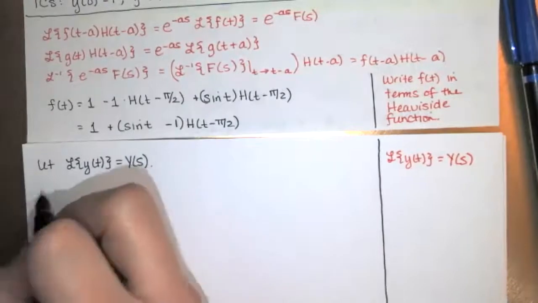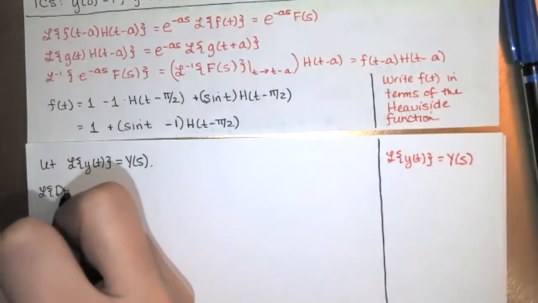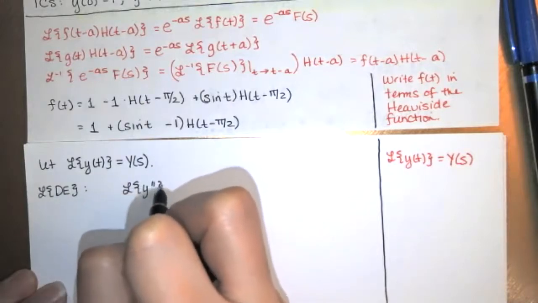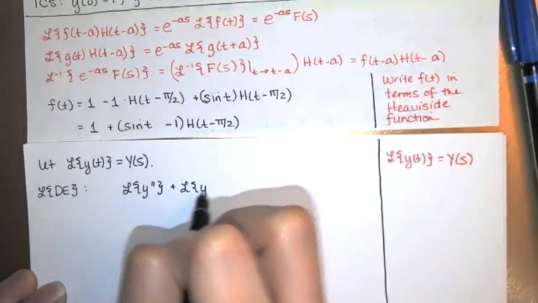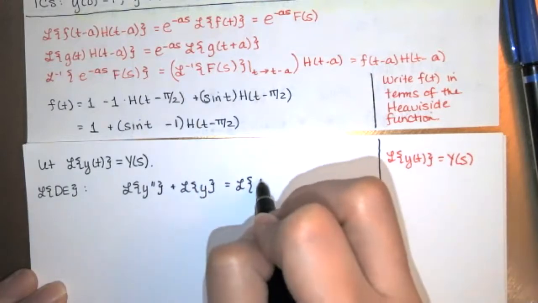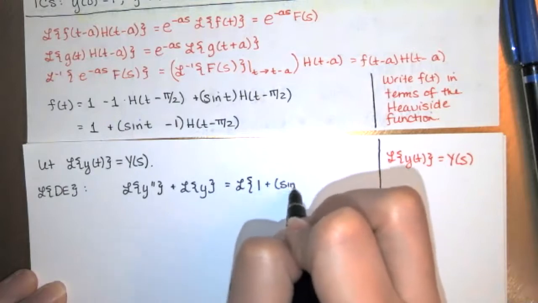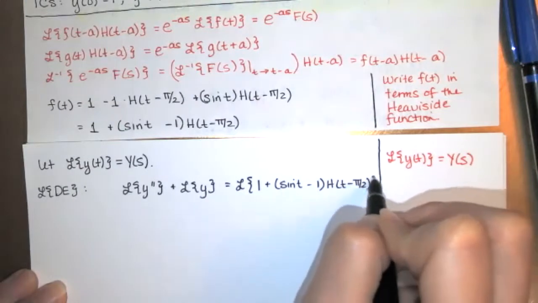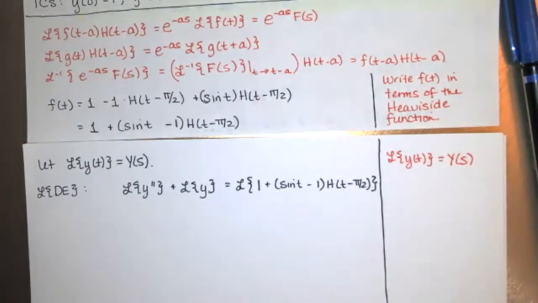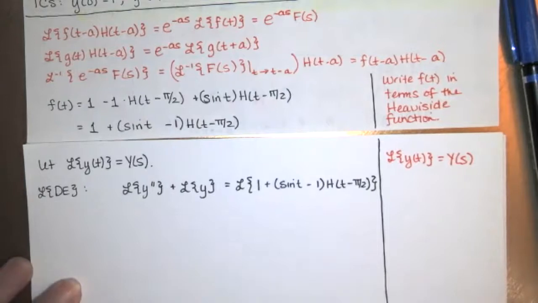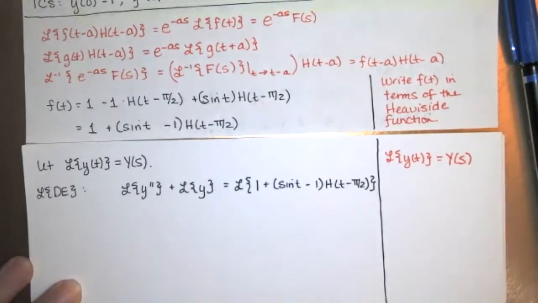Okay. Now, the Laplace transform of the differential equation looks like this. We have the Laplace transform of y double prime plus the Laplace transform of y equals the Laplace transform of f of t, which is 1 plus sine of t minus 1 times the Heaviside function at t minus pi over 2. That's because our Laplace transform is a linear operator, so we can just apply the Laplace transform to each piece, and then we can factor out that piece if we want to.